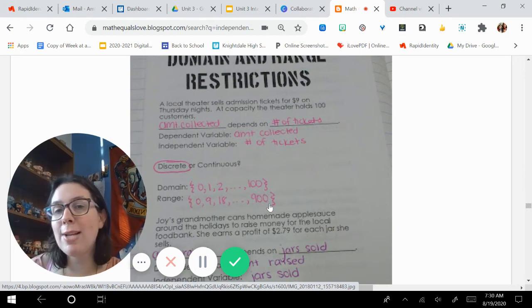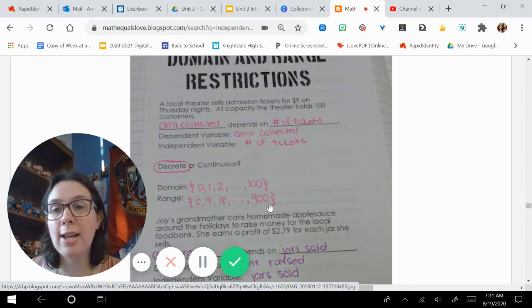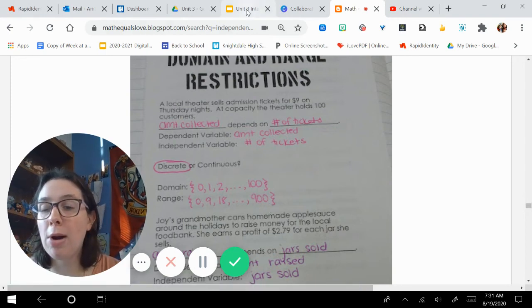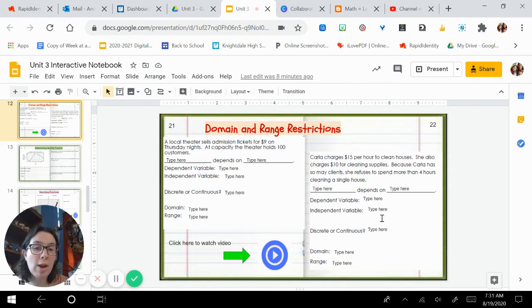So that's what is meant by domain and range restrictions. It's going to have a certain type of pattern, and it's usually going to have an ending point and a starting point, because the word problem restricts what types of numbers it can have. So this is one example of a word problem that has that type of scenario. Your job is to do this one right here.